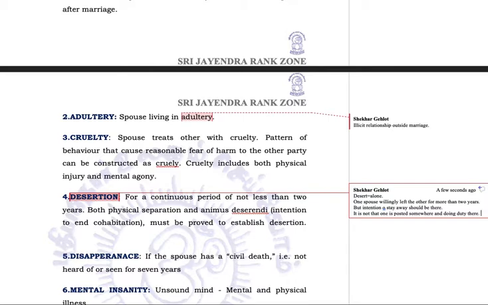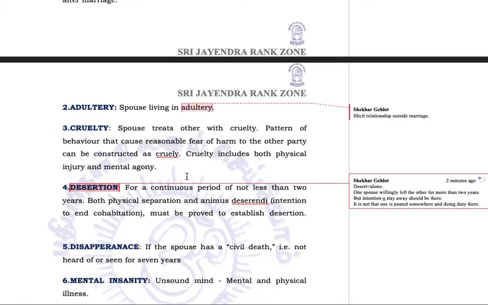Because what ultimately is marriage? A union of two people, and those two people should remain together. If two people do not want to live together now, if one spouse has no intention to live with the other spouse, then what is the use of continuing such a marriage? Such a marriage should be buried. So we are going to bury such a marriage, and this will be a ground for divorce.